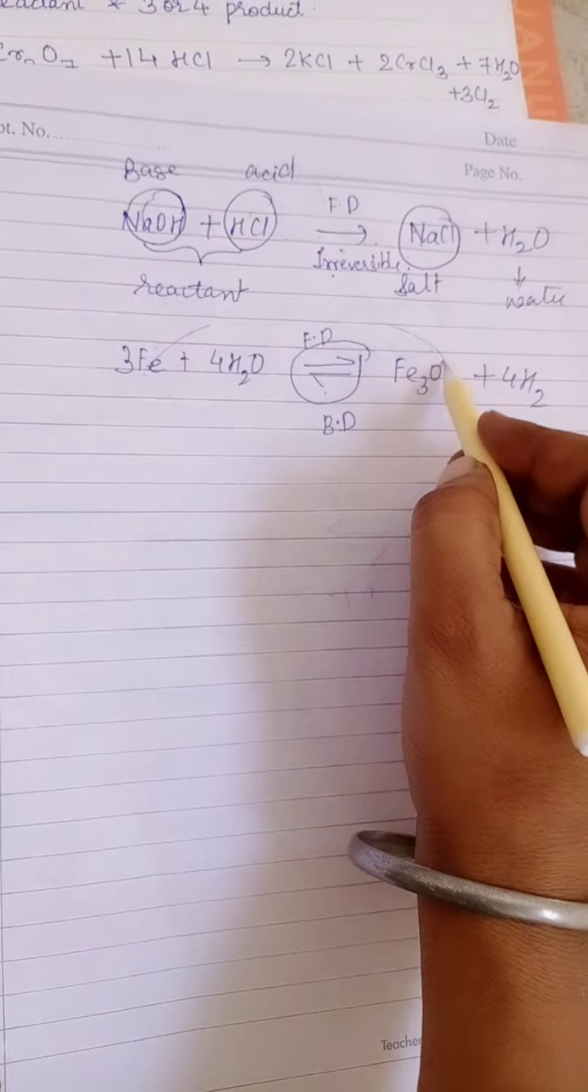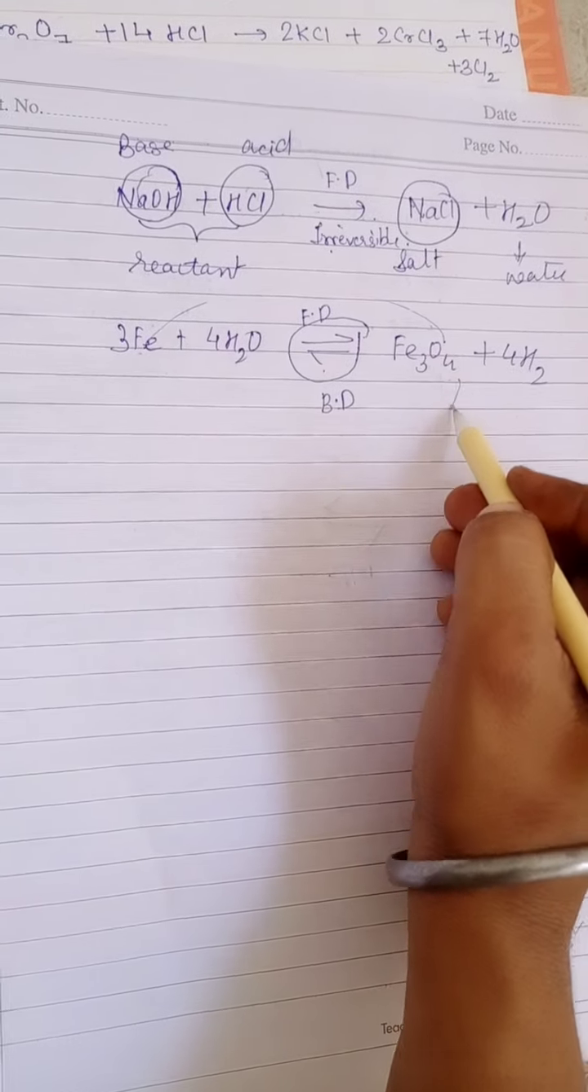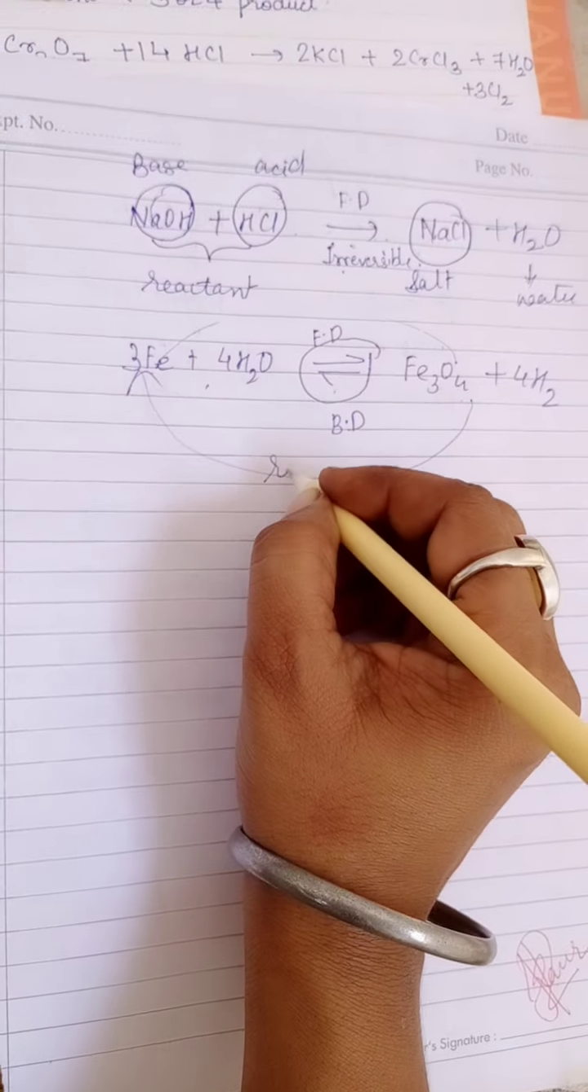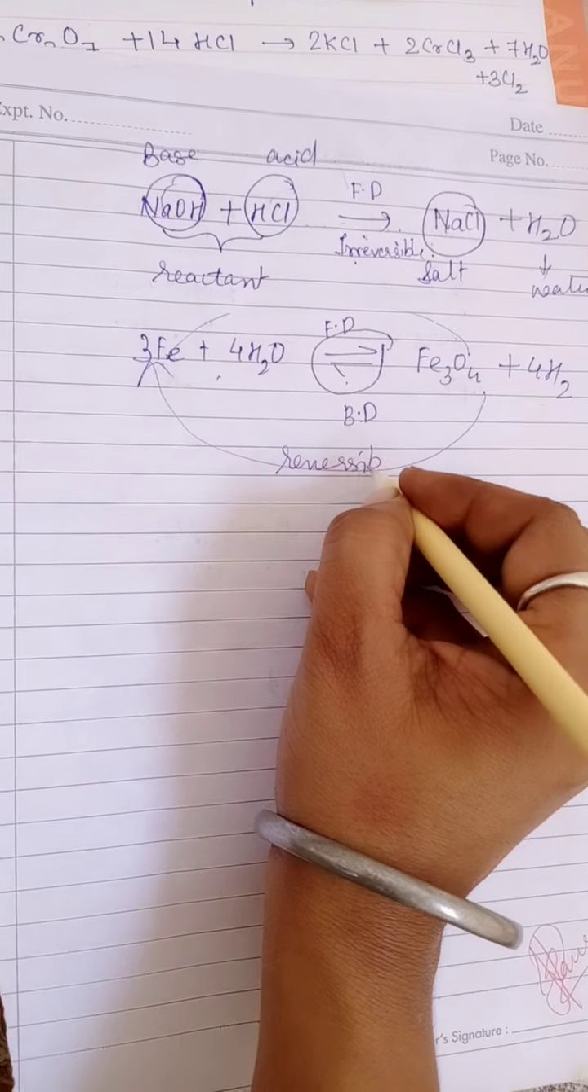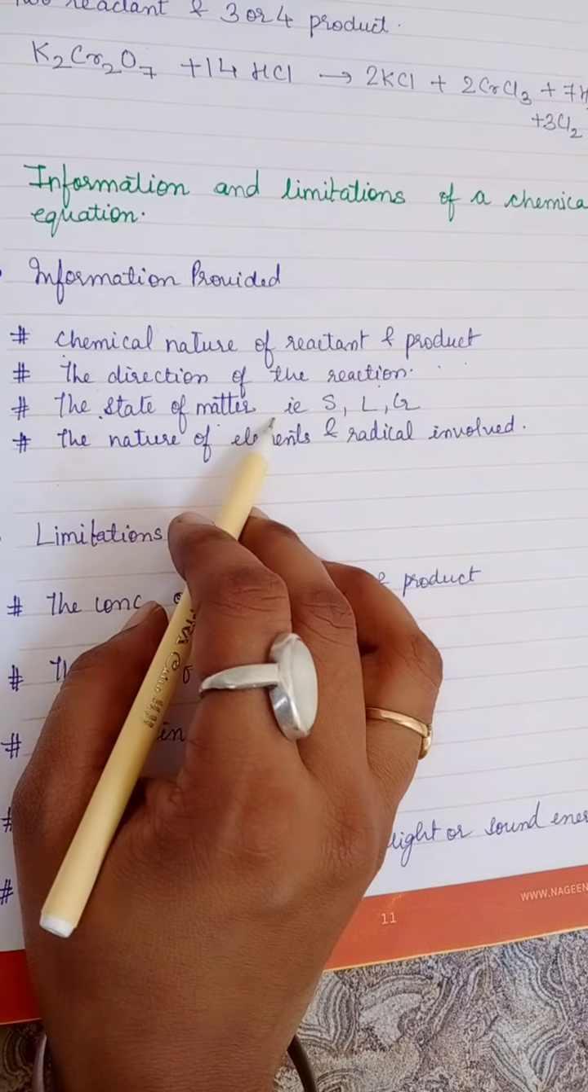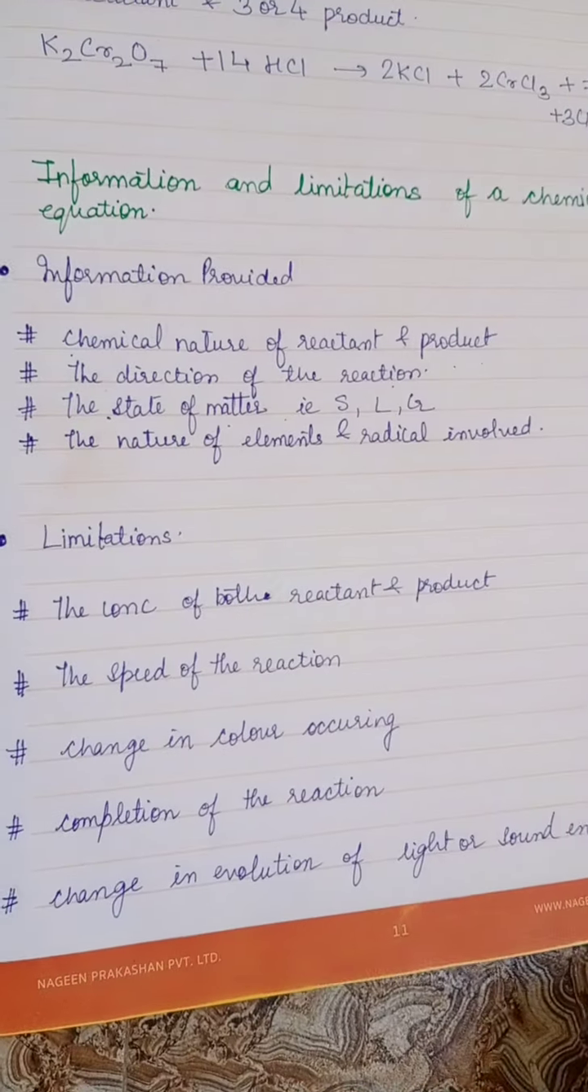These reactants will get converted into products and the products can be again reversed back into the reactant. That means this reaction is a reversible type of reaction. The third is the state of matter, that is the solid, liquid or gas.